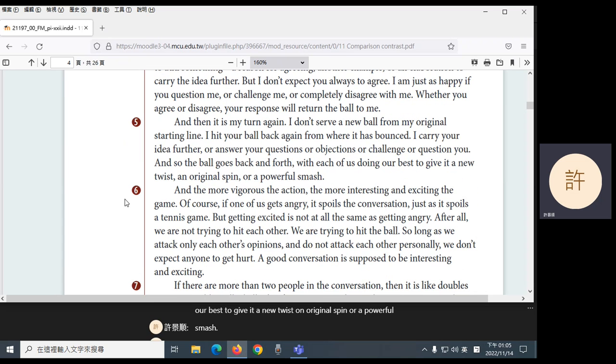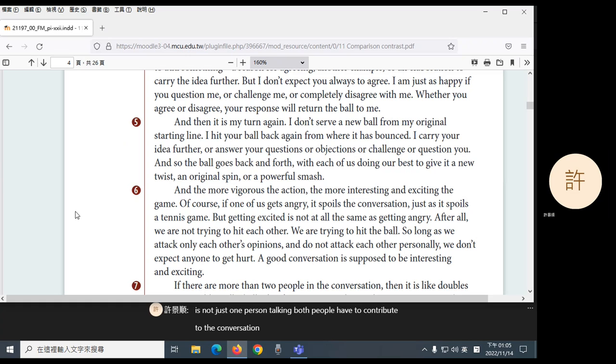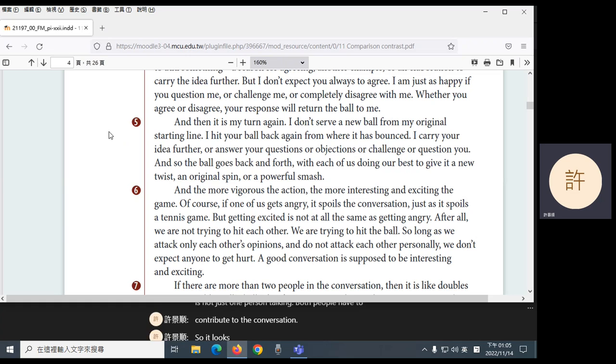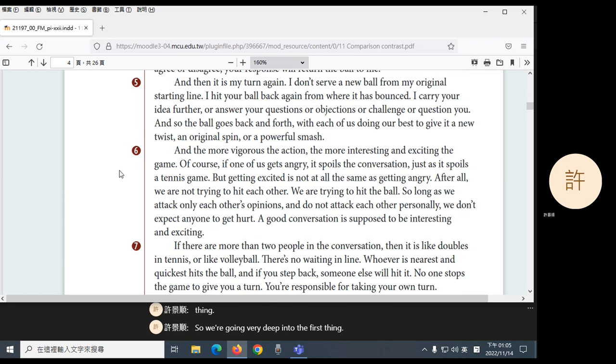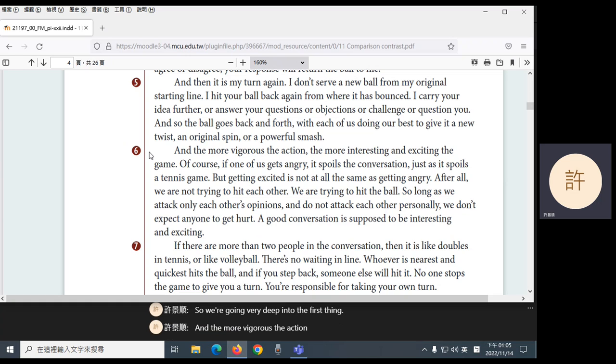So this image is quite clear, right? Western style conversation is not just one person talking. Both people have to contribute to the conversation. So it looks like the style of this essay will be first one section on the first thing, and then another section on the second thing. So we're going very deep into the first thing. And the more vigorous the action, the more interesting and exciting the game.